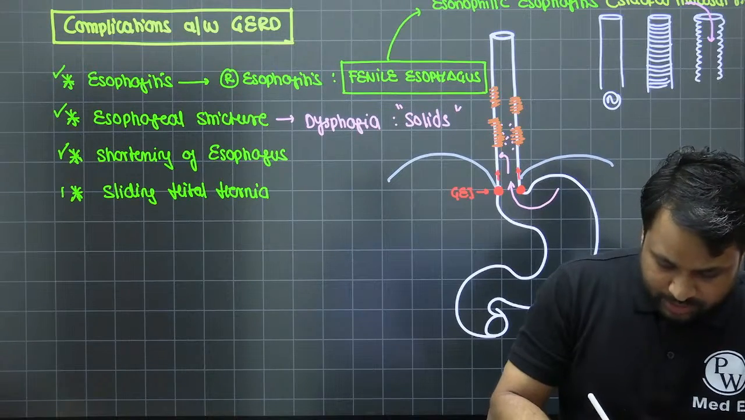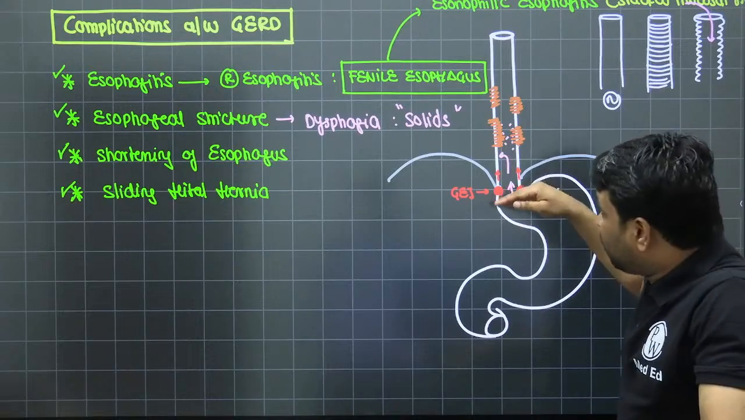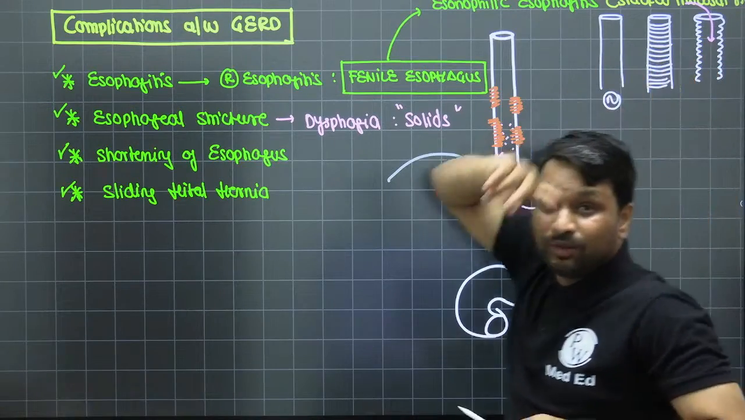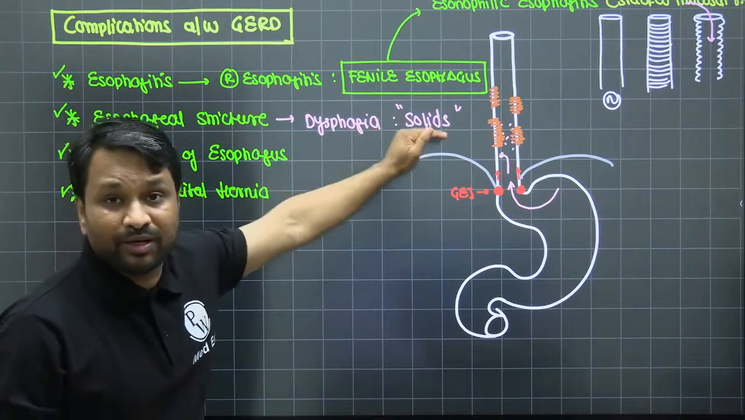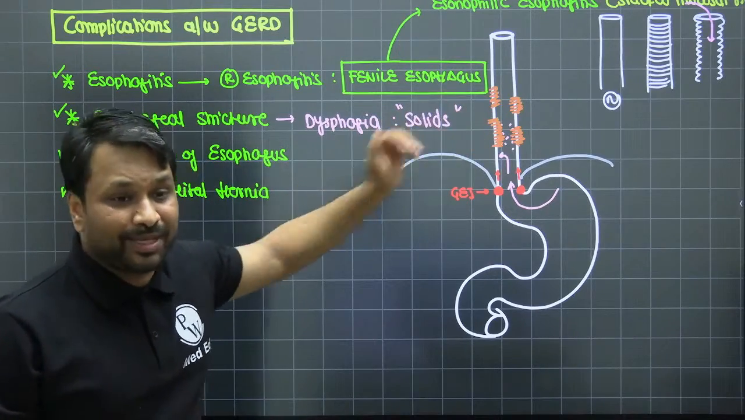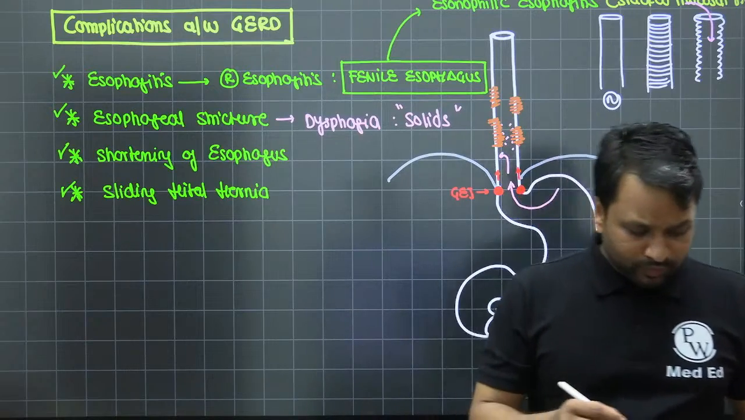You will now notice, because of this, the GE junction, which is supposed to be present inside the abdomen, is now moved above the level of the diaphragm. So now the gastroesophageal junction, which is supposed to be in the abdomen, will be found in the intrathoracic space. Hence it is called a sliding hiatal hernia, worsening the symptoms of GERD.